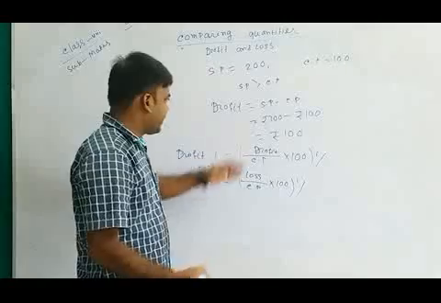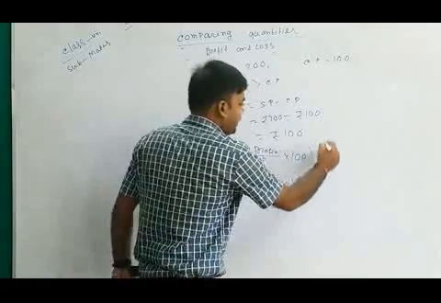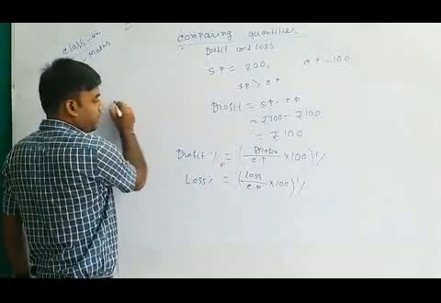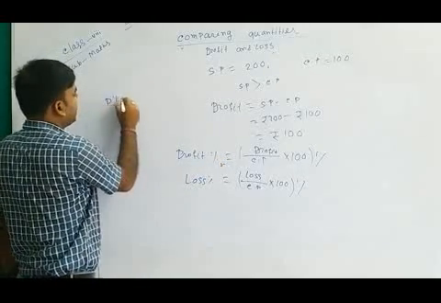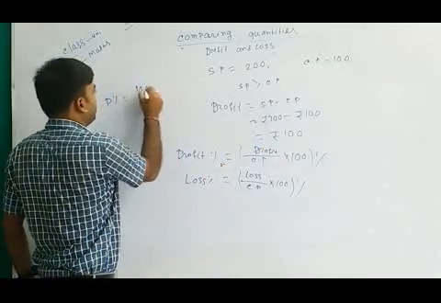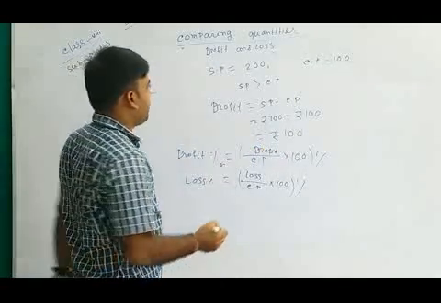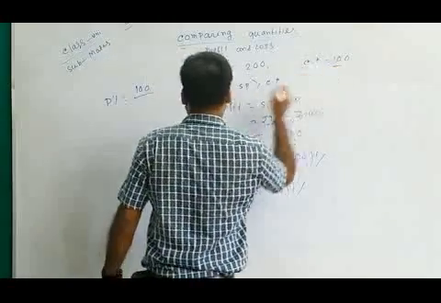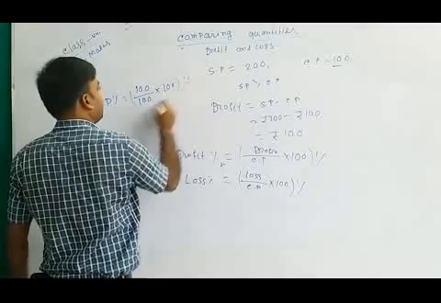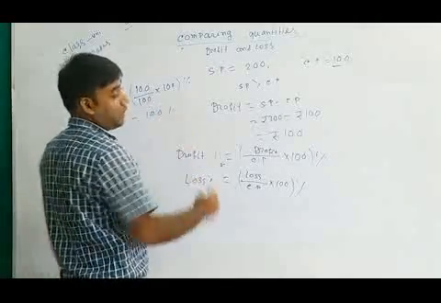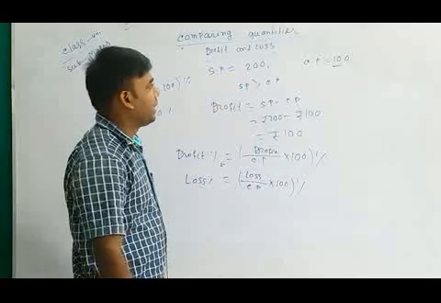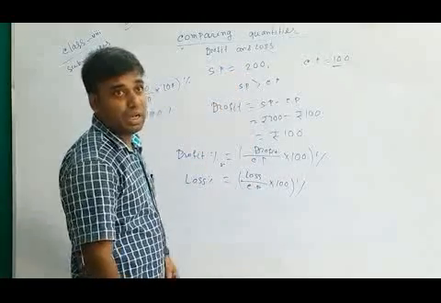In this case, profit percentage: what is the profit amount? Rupees 100, divided by CP, which is 100, into 100 percent. So the profit percentage is 100%.